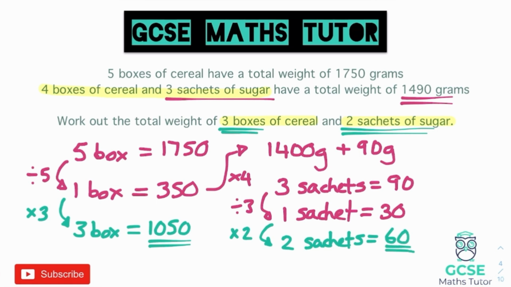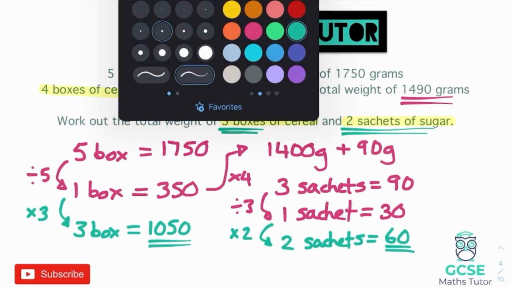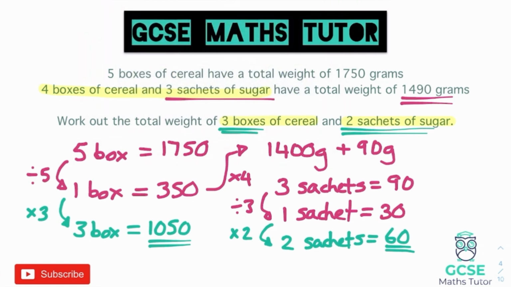Now, of course, this question here said work out the total weight of 3 boxes and 2 sachets. So we're going to want to finish this off by writing the total weight. And that is to take our 1050 and our 60 and add them together. So for our final answer, we'd do 1050 plus the 60, and that is equal to 1110. And that is in grams, and that is our final answer.